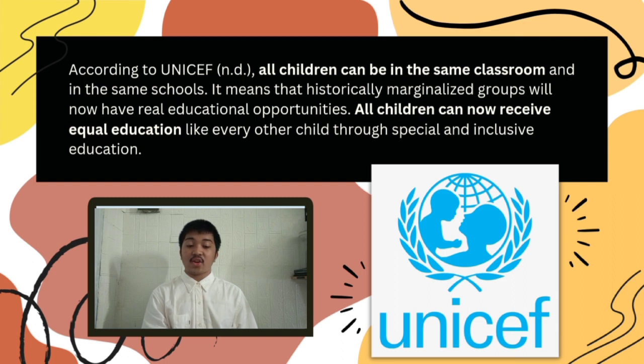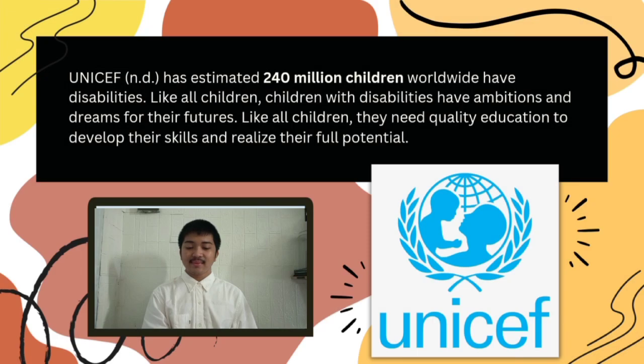Marginalization and disability are two of the most serious barriers to education across the globe. But through special and inclusive education, students from all backgrounds may now study and develop together in an inclusive environment, which is to everyone's benefit. UNICEF has estimated 240 million children worldwide have disabilities. Like all children, children with disabilities have ambitions and dreams for their futures. Like all children, they need quality education to develop their skills and realize their full potential.